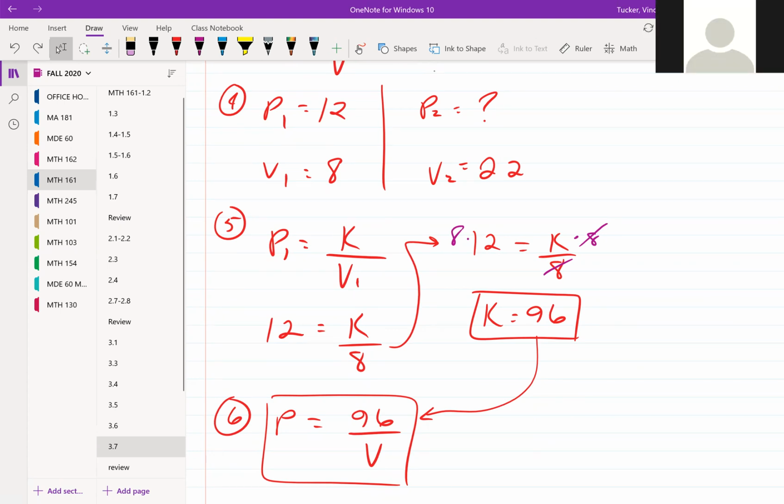So, Professor Tucker, basically you're saying you do the reciprocal of 12 over 8? What do you mean? You said do the reciprocal of 12 over 8? You put the 8 beside the 12. Well, we're trying to solve for K. So we have K divided by 8. So in order to solve for K, you'll multiply both sides by 8.